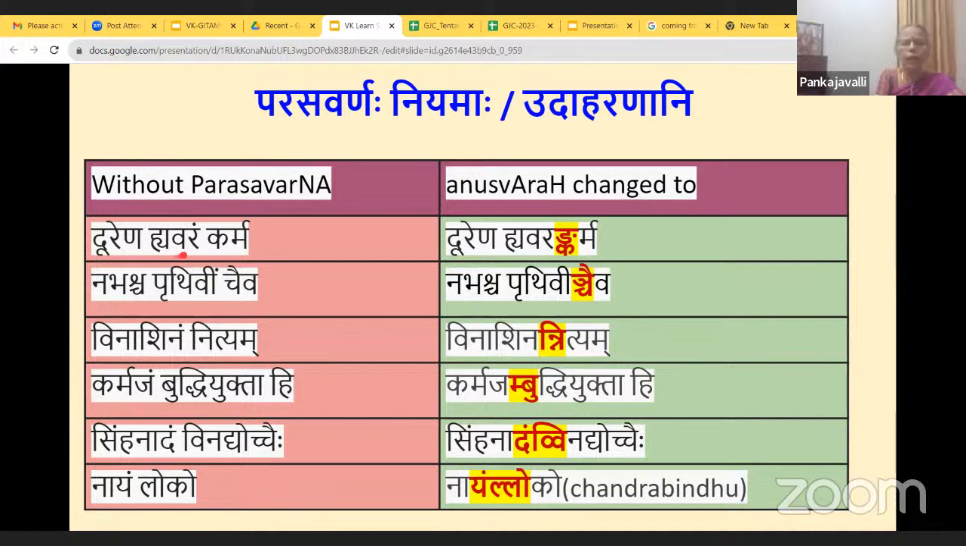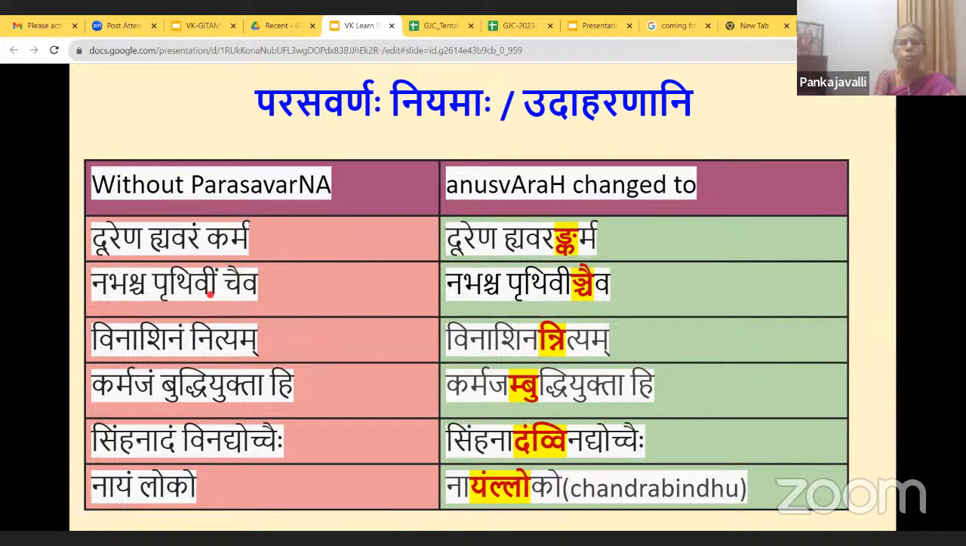Durena kyavaram karma. When the lips are closing, makara, anuswara. Durena kyavaram karma, but with the anuswara rule, durena kyavarang karma.